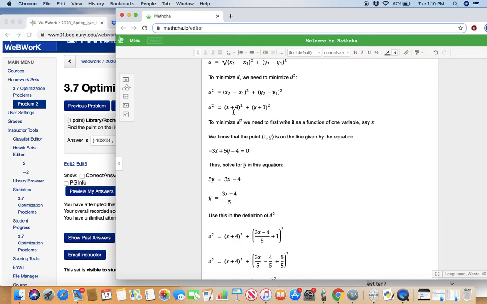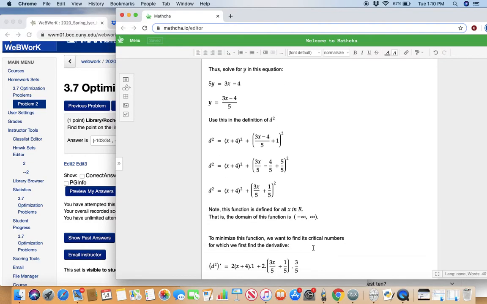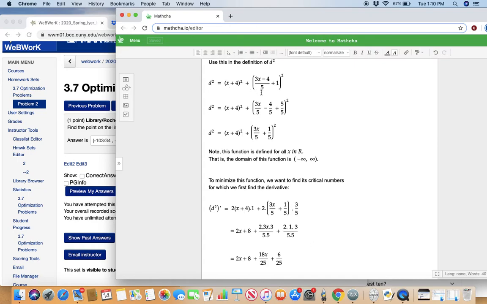If you remember, I keep explaining this. You need a function in only one variable. So somehow you have to replace y by an expression of x. We got that. So we place 3x minus 4 over 5 where y is. The rest is the same as it is. D squared is x plus 4 quantity squared plus y, which is 3x minus 4 over 5, plus 1 quantity squared. Aha. So we have arrived at a function in one variable. You want to minimize it.